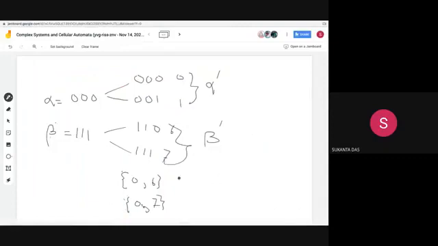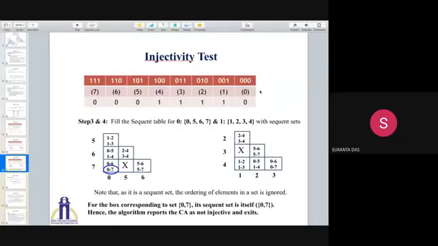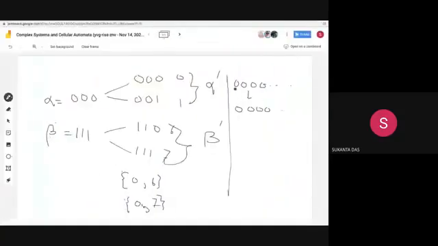What does this mean? See, in this case, if you consider a configuration of all 0, what will we get? What is the next configuration of all 0? It is all 0. Why all 0? Because in this case it is 0. For these three you are getting 0, for the next three you are getting 0, and so on. So you will get all 0.